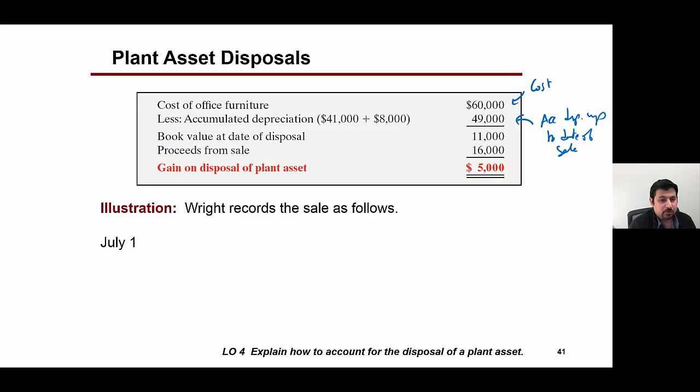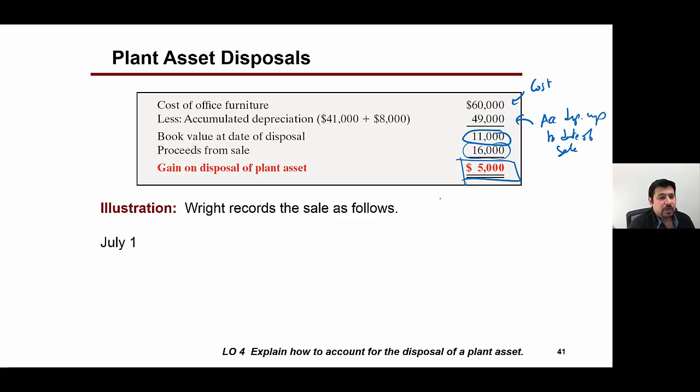It was 41,000 plus 8,000 for the first 6 months in 2014. And this is the book value. So the book value is 11,000. Proceeds from sales are 16,000. As a result, there is a gain on disposal of plant assets for the value of 5,000.